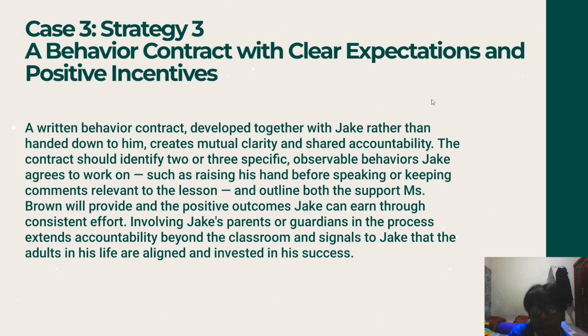Last strategy is the behavior contract with clear expectations and positive incentives. A written behavior contract developed together with Jake rather than handed down to him creates mutual clarity and shared accountability. The contract should identify 2 or 3 specific observable behaviors Jake agrees to work on, such as raising his hand before speaking or keeping comments relevant to the lesson, and outline both the support Miss Brown will provide and the positive outcomes Jake earns through consistent effort. Involving Jake's parents or guardians in the process extends accountability beyond the classroom and signals to Jake that the adults in his life are aligned and invested in his success.